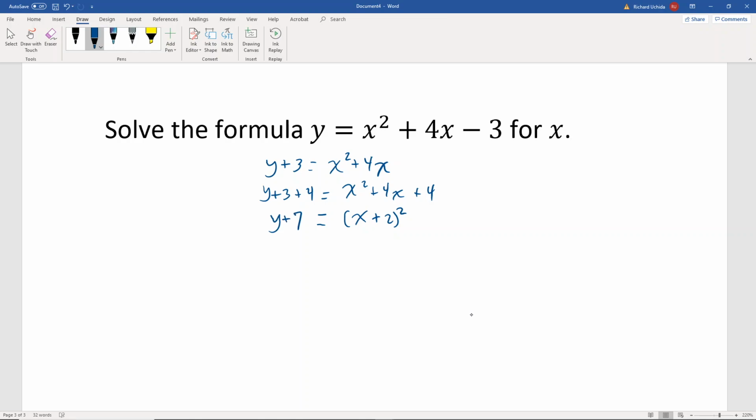Now we want to get the x by itself, but it's inside the parentheses for right now. So what we're going to do is square both sides, or not square both sides. We're going to take the square root of both sides. Now one thing you've got to remember is when you were solving quadratic equations using the square root property, if you take the square root of both sides, do not forget you'd have that plus or minus the square root of y plus 7. So we have the plus or minus the square root of y plus 7 equals, now the square root of x plus 2 squared, that would just be x plus 2.